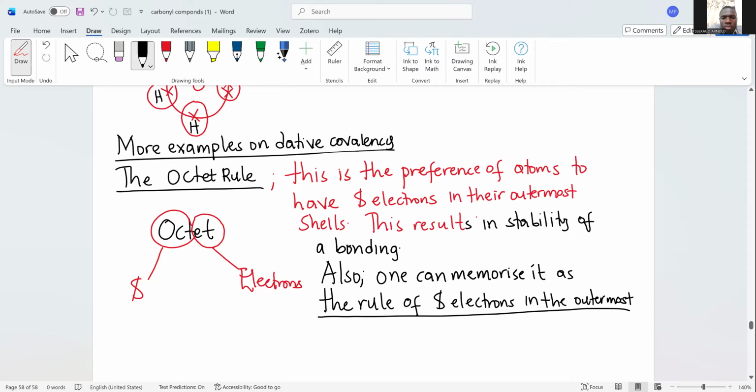Alternatively, for those of you who read a lot of books, you will also encounter these words: the tendency of an atom to have a fully filled outermost shell. What do I mean by a fully filled outermost shell? It should have 8 electrons.